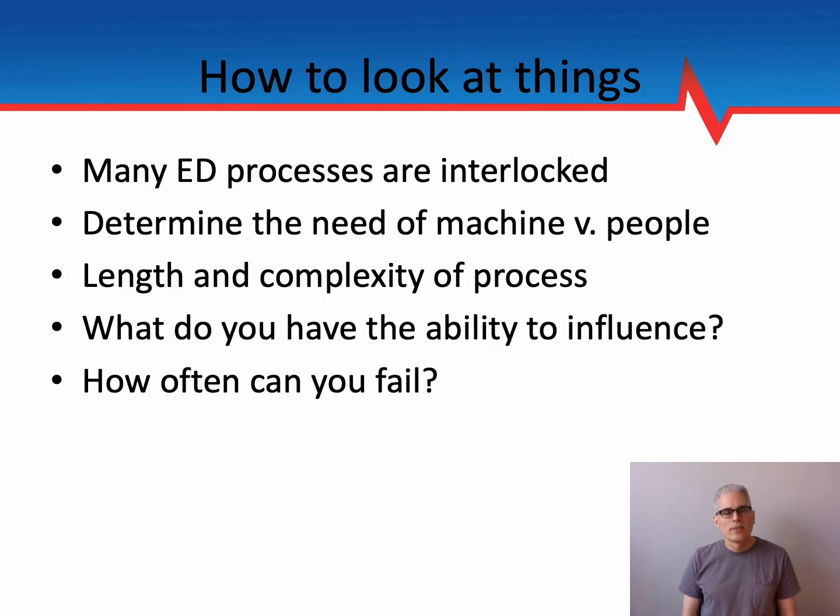So how should you look at things? Remember, many ED processes are interlocked. You must determine whether the process takes into account more people skills or machines. People will behave in ways that are different than machines, right? If the process is mostly a lab process, for example, then that will be a very reproducible process throughout every hour of the day, versus if you have a people process, that process may change depending on the time of their shift. The length and complexity of the process is also important, and can you break these processes up into smaller processes that you have better control and better reproducibility. Remember, what do you have the ability to influence, and always ask the question, how often can you fail?